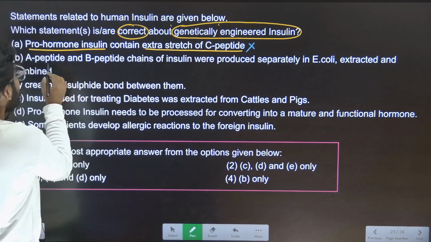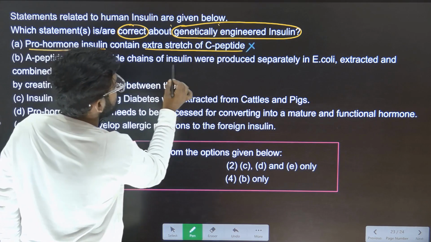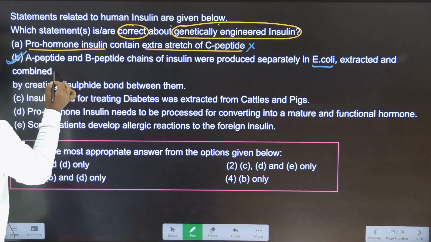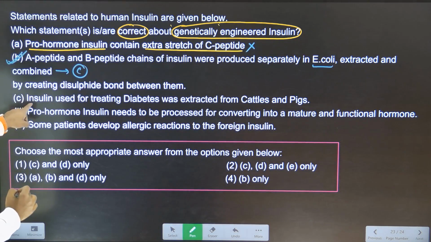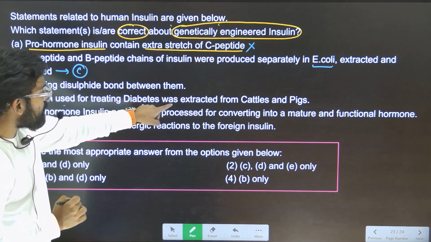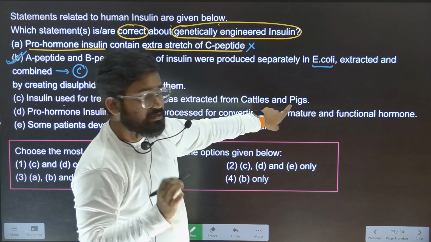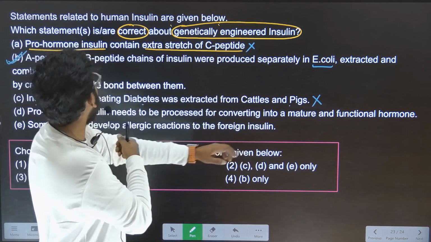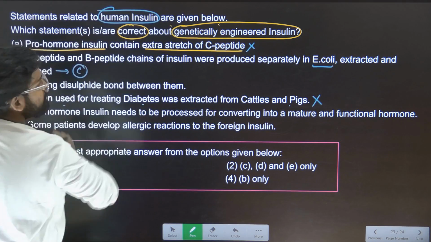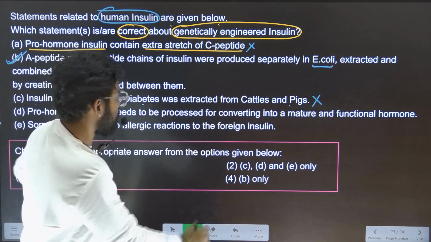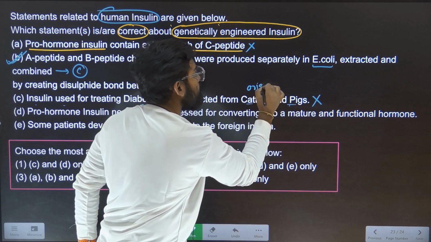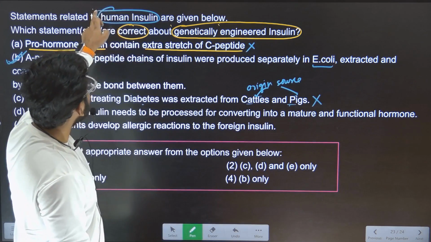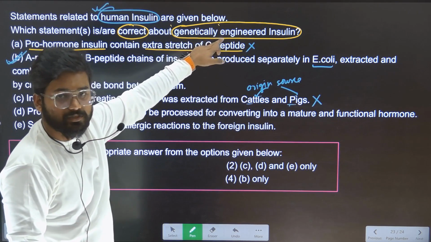Second, A peptide and B peptide chains of insulin are produced separately in E. coli, extracted and combined. This one is correct. Insulin used for treating diabetes was extracted from cattle and pigs. This is not an application of genetic engineering. This is not regarding the human insulin. Is it clear? The statement is correct about the origin source. One was cow, one was pig, bovine and porcine, but not in context to human insulin that is produced by genetic engineering. Clear?